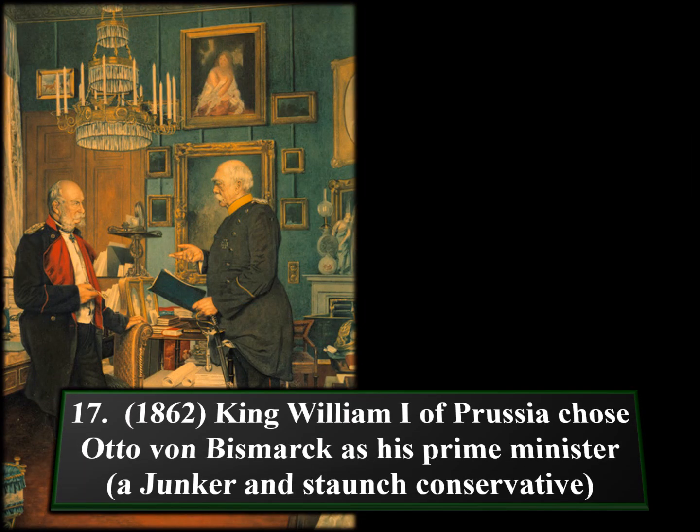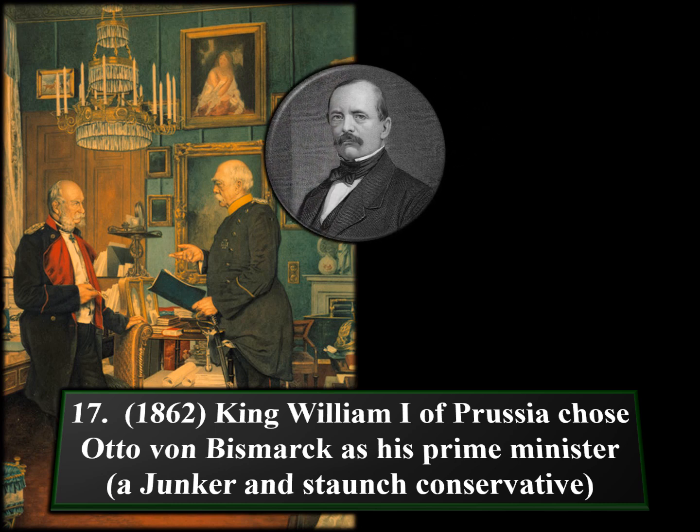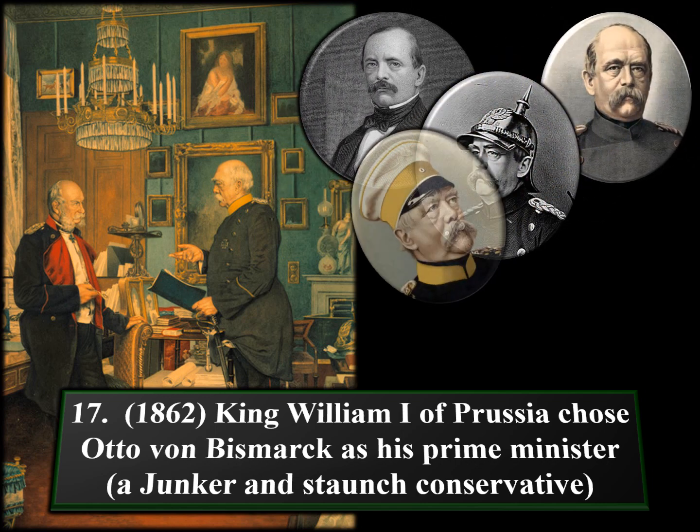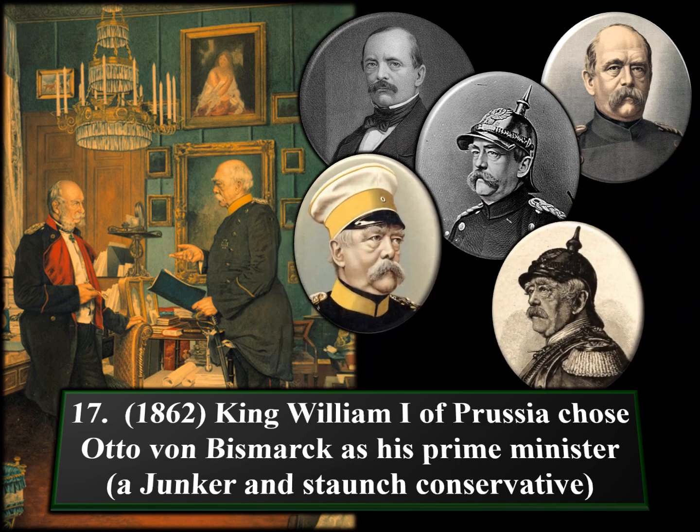But in 1862, the King of Prussia, King William I, also sometimes called Wilhelm I, the Prussian version of it, he will choose for his Prime Minister Otto von Bismarck. Otto von Bismarck was a Junker and a staunch classical conservative, and he believed that Prussia should be the nucleus around which a German nation should be formed, not Austria. Bismarck was very much a realpolitik politician. And here are the many faces of Bismarck.